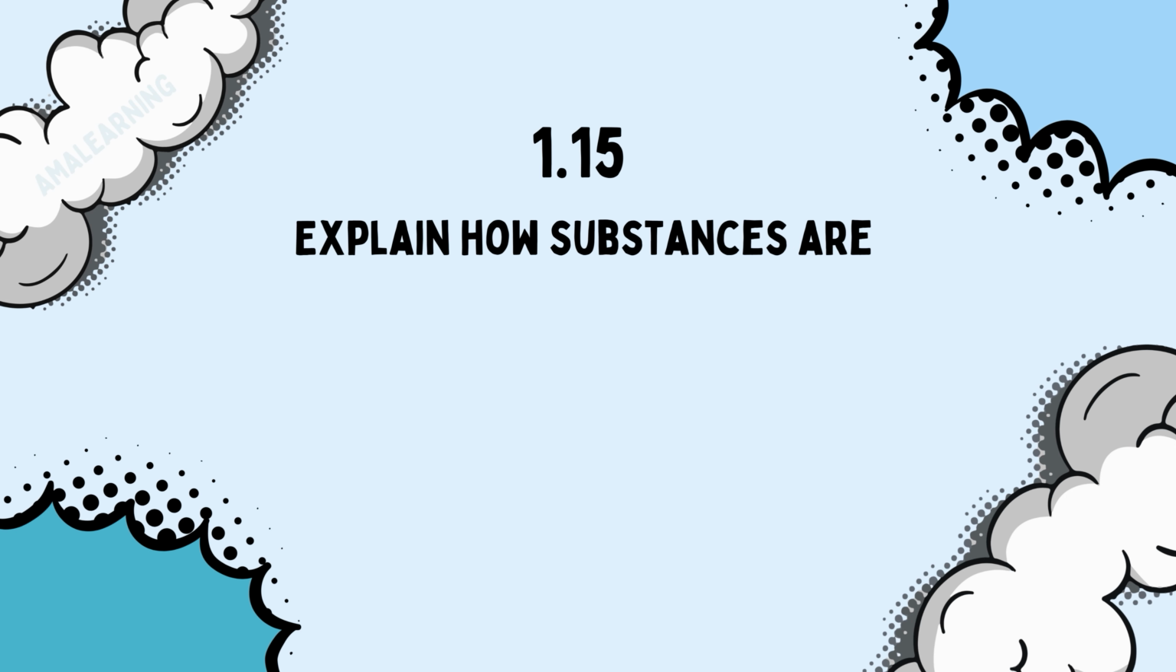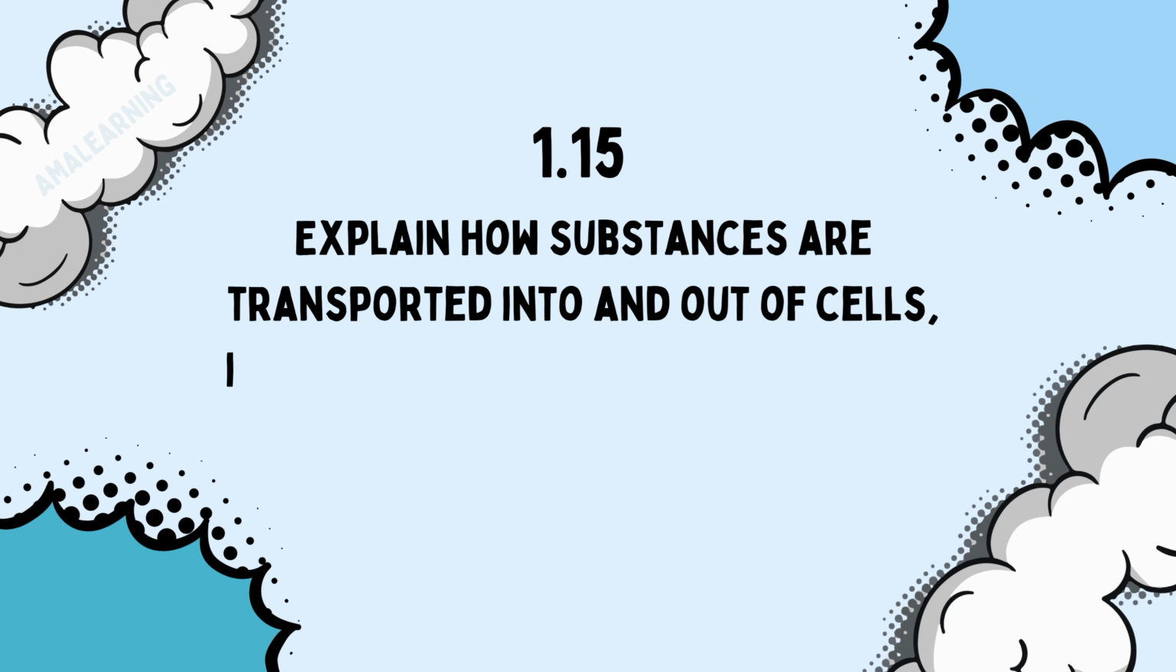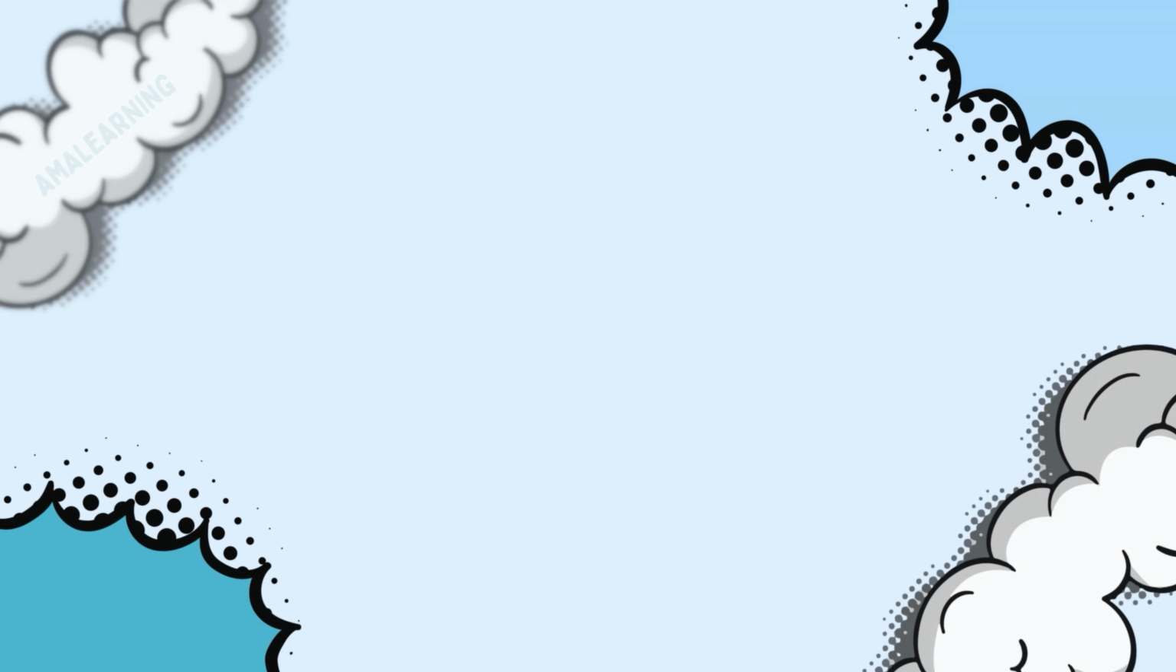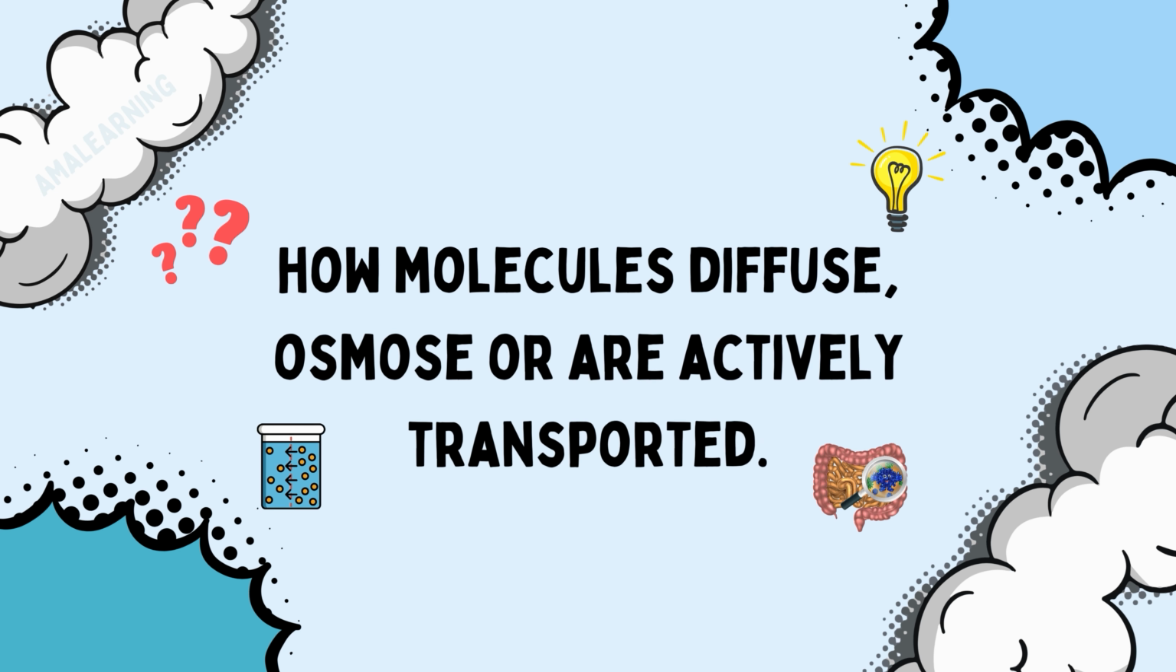Explain how substances are transported into and out of cells, including by diffusion, osmosis and active transport. To successfully answer any GCSE question linked to this specification point, you will need to know how molecules diffuse, osmose, or are actively transported. Alongside this, you will need to give examples of each one.